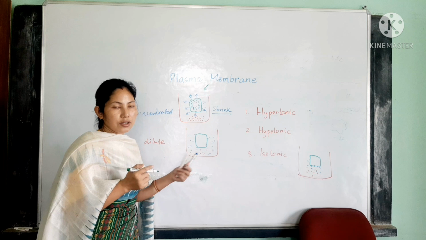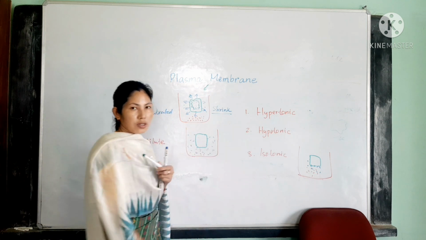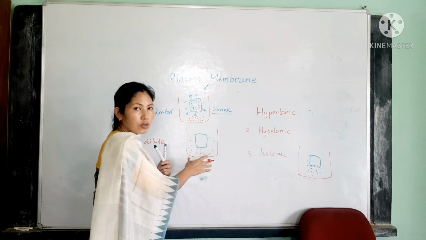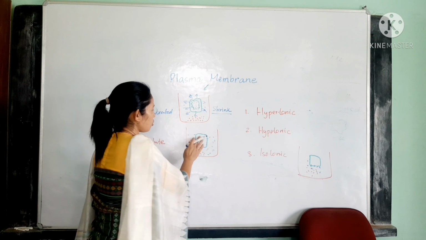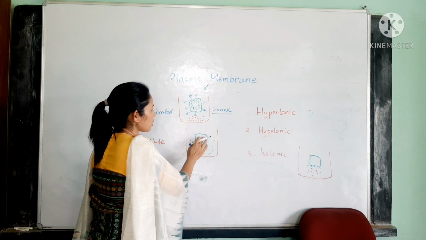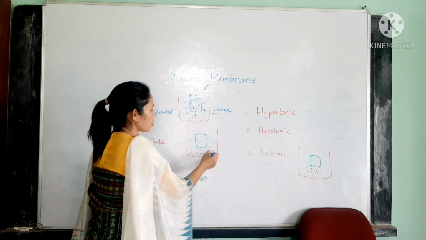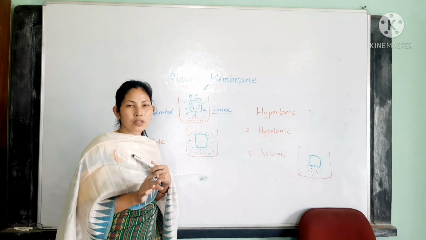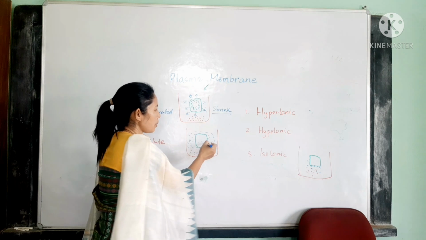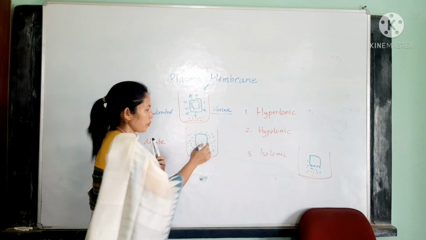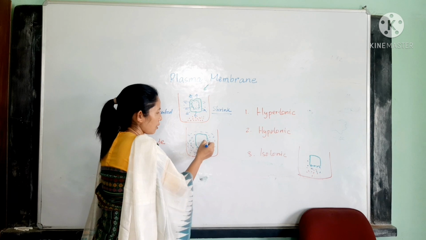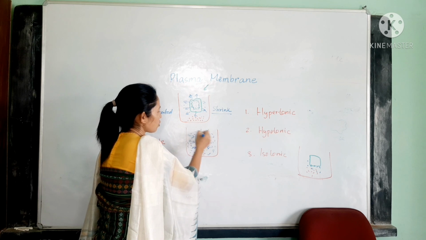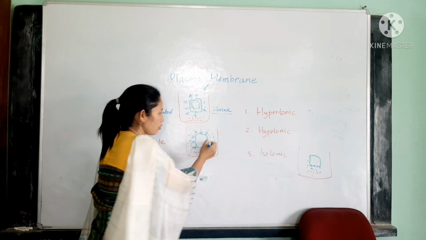Now let us go to the next condition. The next condition is hypotonic. Hypotonic means the amount of water in the solution is high as compared to inside the cell. Inside the cell it is less, but outside the cell it is more. So in this condition, how does osmosis occur? The movement of water molecules is from the solution to the cell, right? The water molecules will start to move inside the cell.